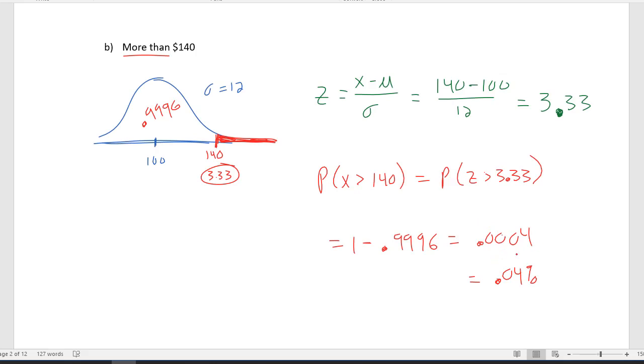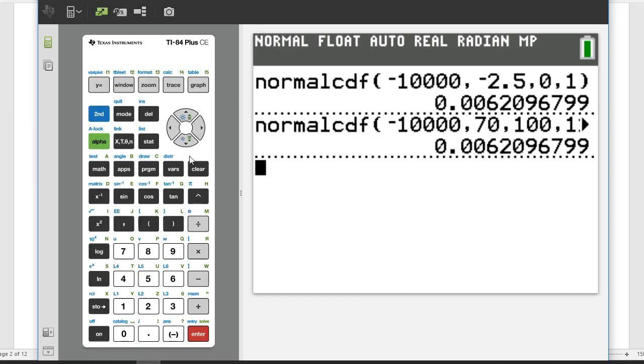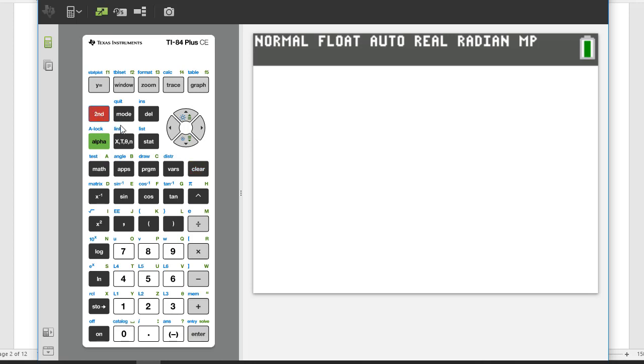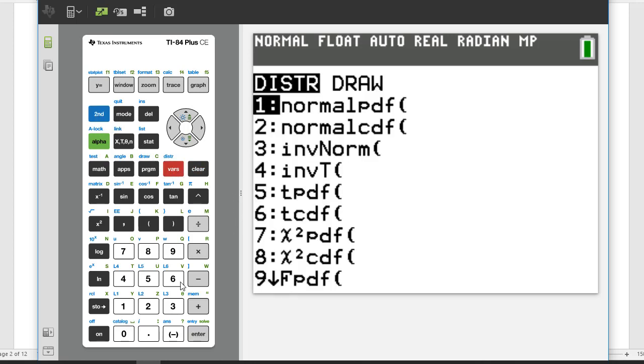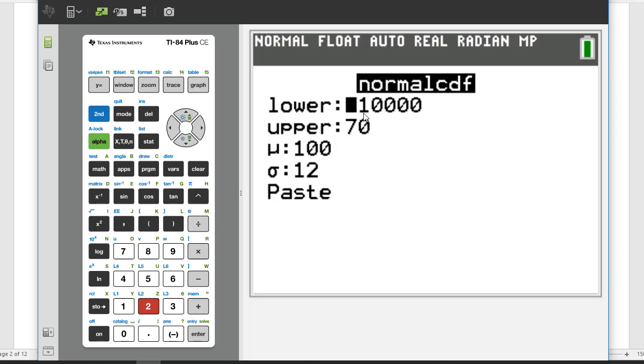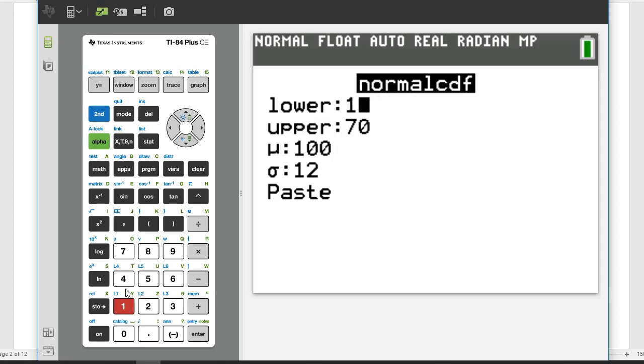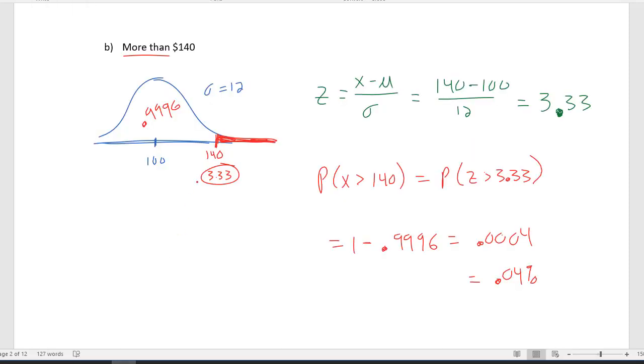0.0004 was the value that we got here. Now, the cool thing about the calculator, let me clear this. If I do second vars and go to the distribution, call it number 2, I can change my lower bound to be the 140 that we had. Let me bring that graph up again.